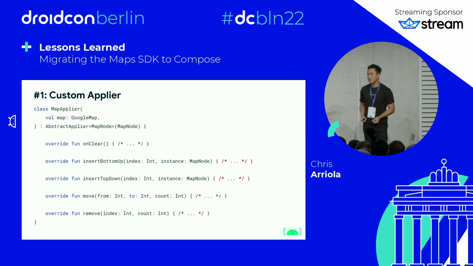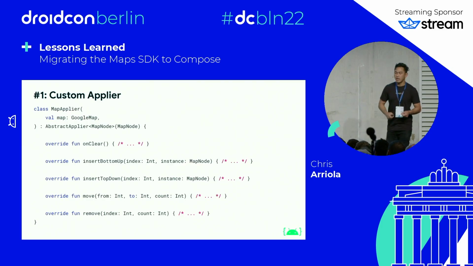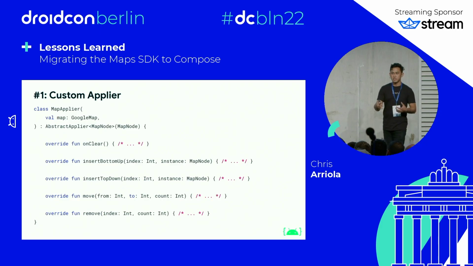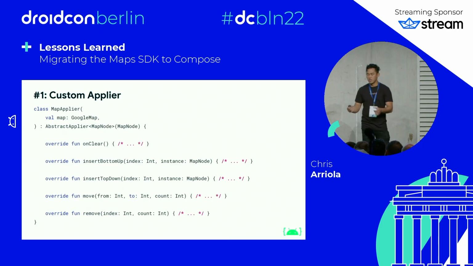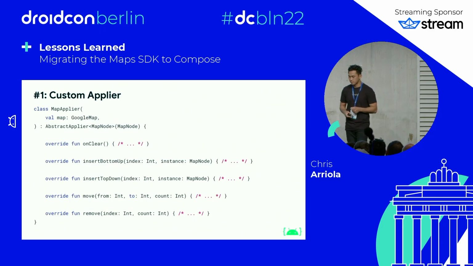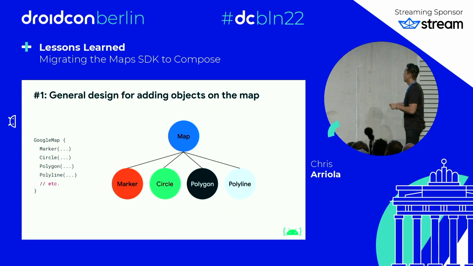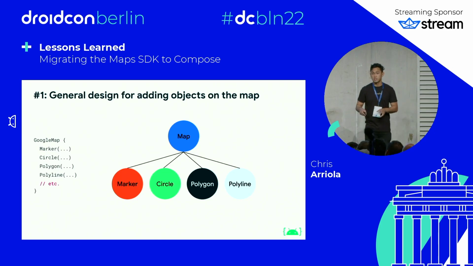So I mentioned applier, and this node is of type map applier, and an applier is essentially an interface that receives tree-based operations during composition. So as nodes are removed, added, or moved, we can listen to these events and perform the right operation. So in this case, if the marker leaves the composition, we can then remove the marker. I've been talking about marker a lot, but this same design applies to other drawn objects on the map, like circle, polyline, and polygon.